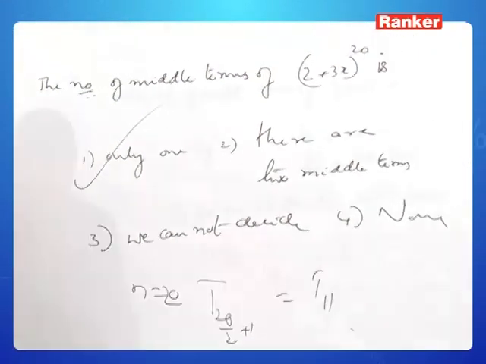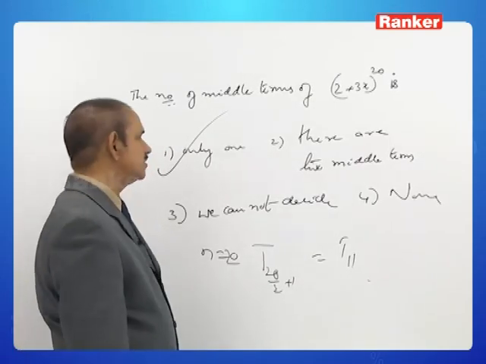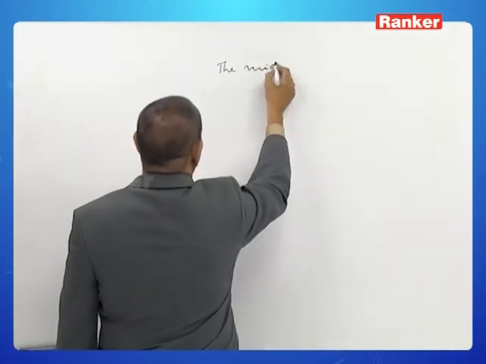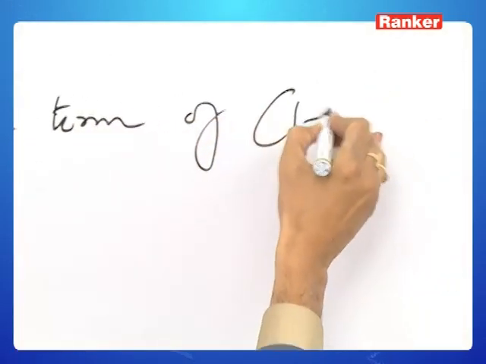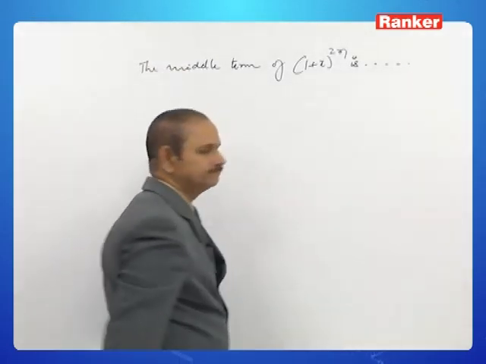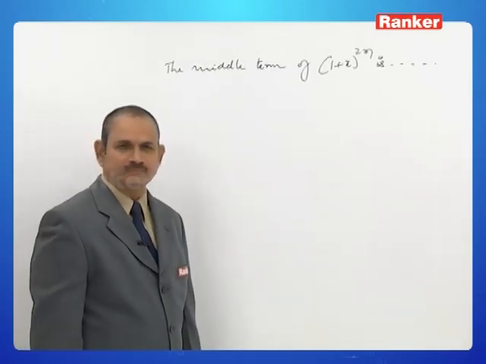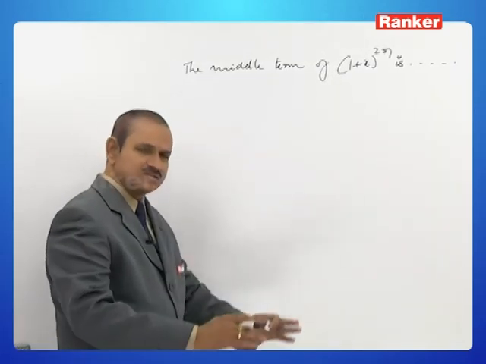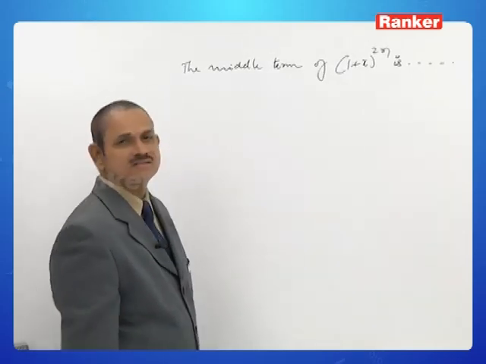Well, there is another standard problem here to discuss, a beautiful problem. We shall now discuss that famous problem. The middle term of (1 plus x) whole to the power of 2n is, or rather, find the middle term of. There are some options containing product of odd integers, product of even integers in the options. Anyway, we shall derive this actually.